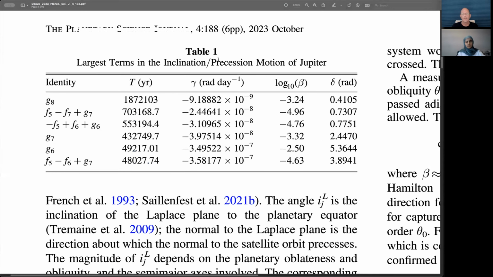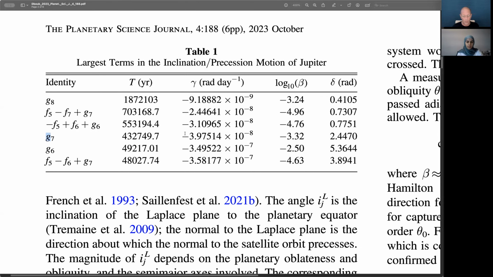And so the G7 is that mode related to Uranus that scientists attributed to cause Jupiter's obliquity. But in fact, we computed alpha, the precession constant for Jupiter's spin axis, and we find its value to be just slightly below the table.